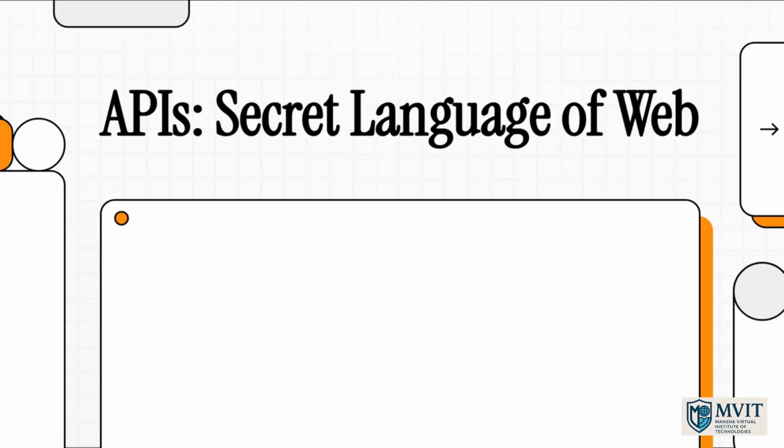All right, welcome back. Last time we took a big picture look at full stack development, right? Well, today we're going to zoom way in on something that's like the secret ingredient holding it all together. It's the invisible magic that makes the internet work the way it does. We're talking about APIs, or Application Programming Interfaces.